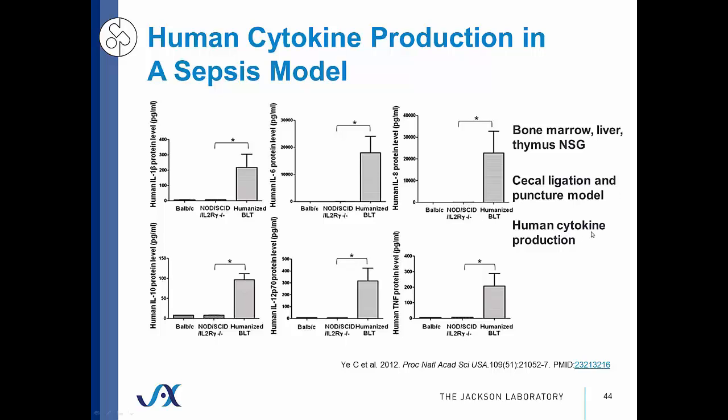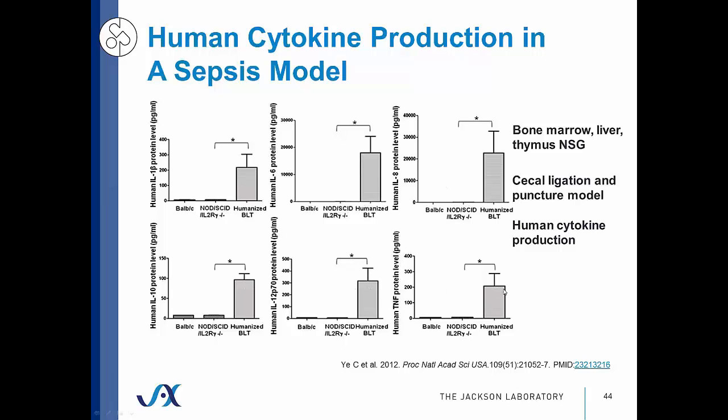So in this study, the authors compared BALB/cs, which is an inbred strain, NSGs, and NSG BLT mice that were subjected to a cecal ligation and puncture, and then they measured human cytokine production in the peripheral blood. As we can see, for all of these inflammatory cytokines that they looked at, they are much higher in the humanized BLT mice as compared to the BALB/cs or the non-scid mice.